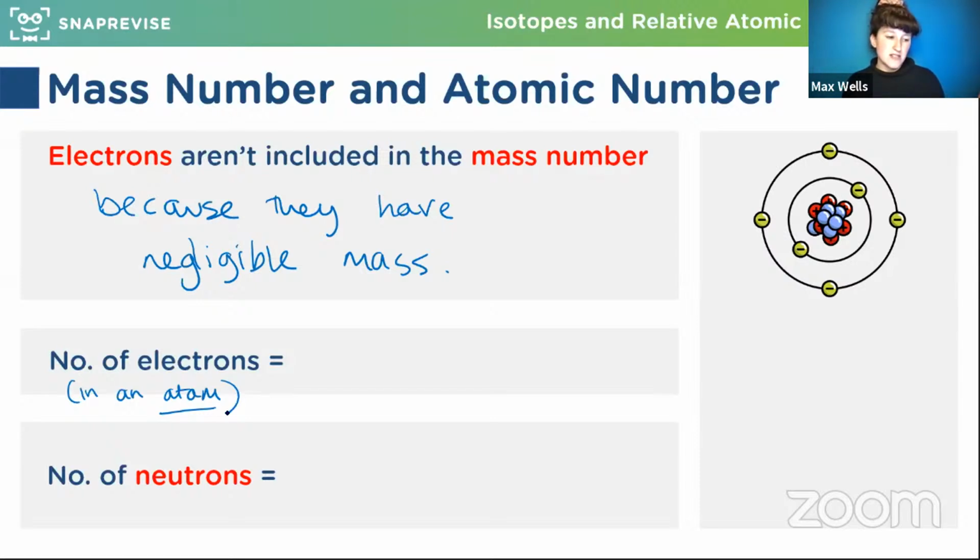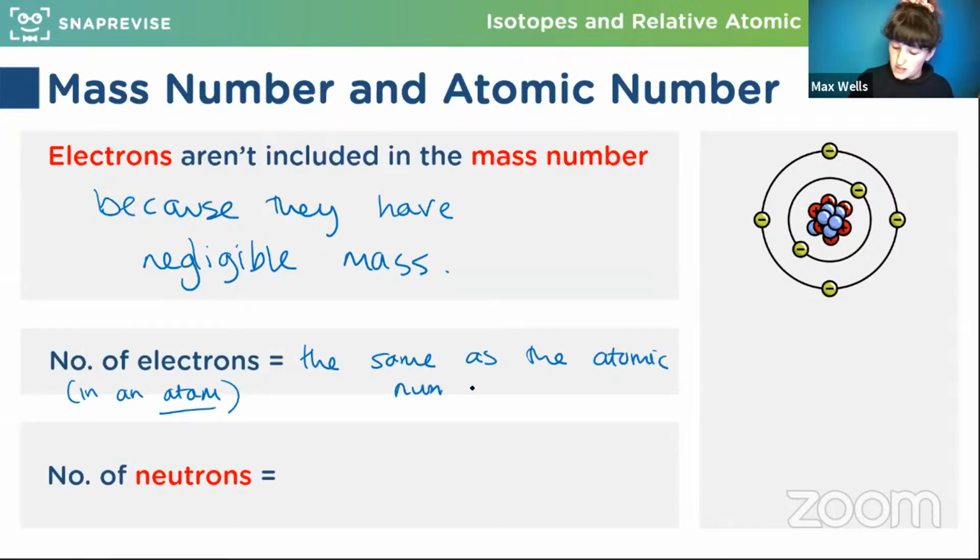So Zari says, isn't the atomic mass the same as the number of electrons? It's not the atomic mass, it's the atomic number that is the same. Good. So it's the same as the number of protons. Really good. So the number of electrons is the same as the atomic number, which tells us the number of protons.